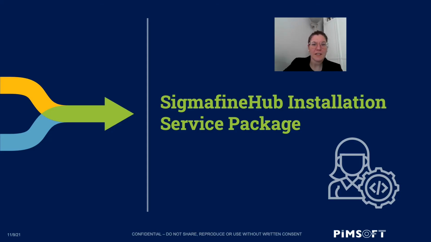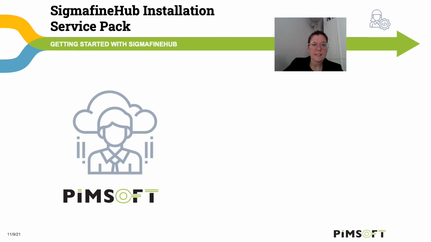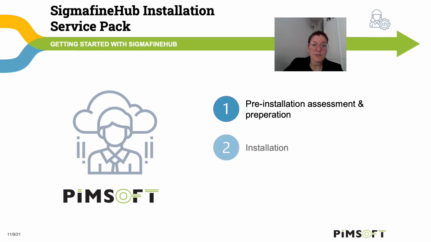The Sigmafine Hub Installation Service package allows you to get Sigmafine Hub completely installed by Pimsoft remotely. Even if Sigmafine Hub installation can be easily performed by the customer, you may need to speed up the process. The installation package includes all the installation steps, from the pre-installation assessment to the test of the client connections. Depending on the case, the installation phase can be performed completely by Pimsoft with the customer IT support, or partially by Pimsoft and partially by the customer IT, depending on the permissions that are given to Pimsoft.